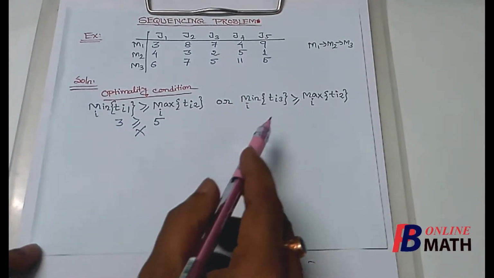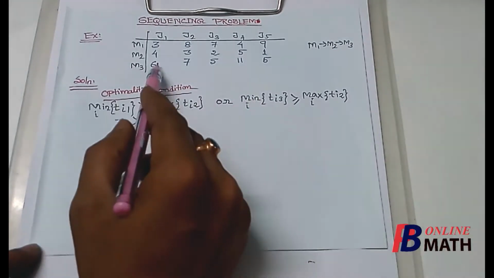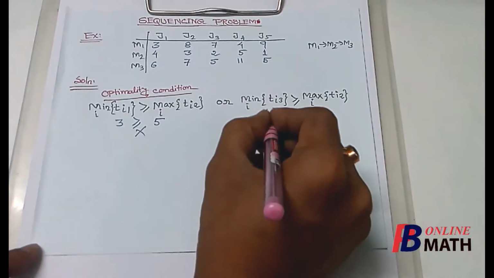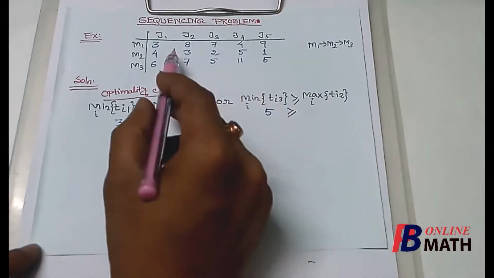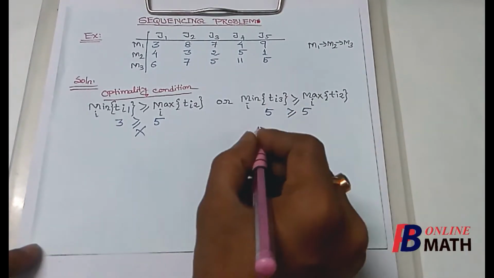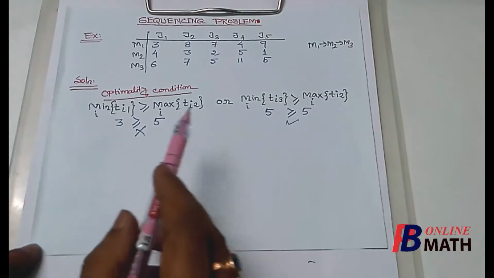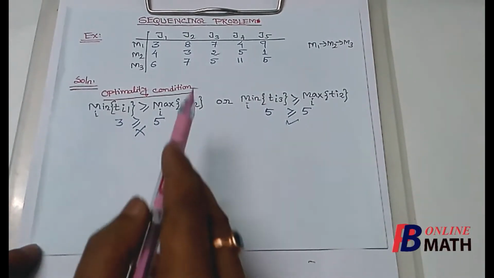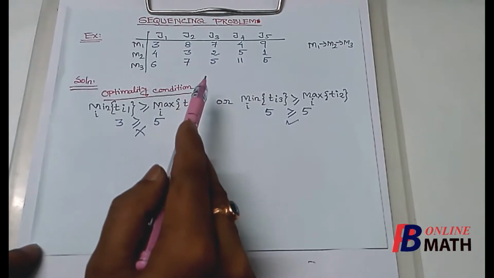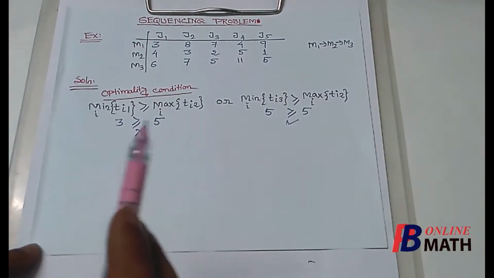Now let us check the second condition. That is, the minimum element in the third row, which is 5 here, must be greater or equal to the maximum element in the second row, which is 5. So 5 is greater or equal to 5. This condition is satisfied. Therefore at least one of the two conditions is satisfied, and this problem has an optimal solution. So we have checked the optimality condition.